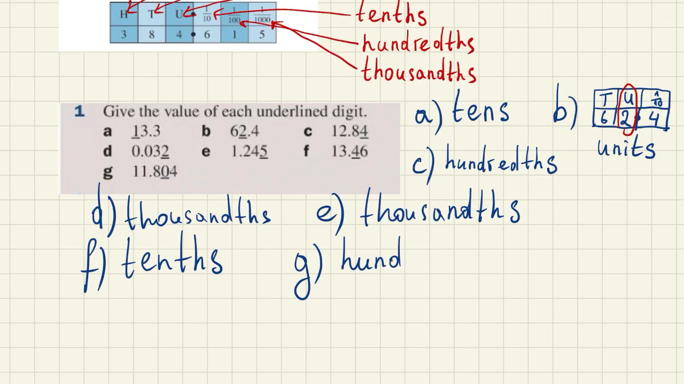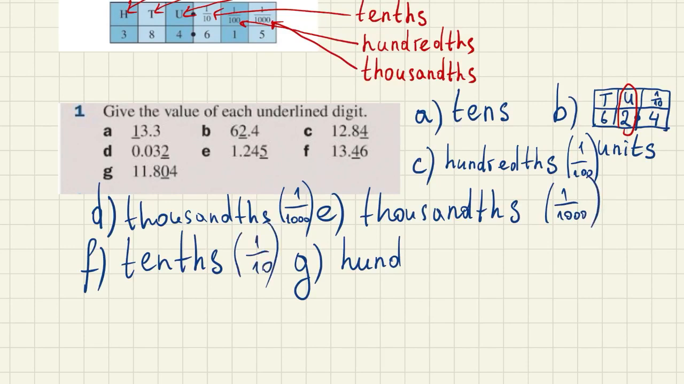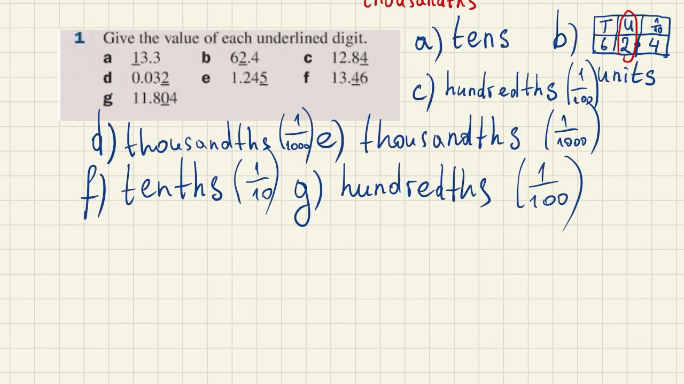Sometimes you can write it like this: thousandths is 1/1000, tenths is 1/10, hundredths is 1/100, like this. Okay, a couple more exercises.